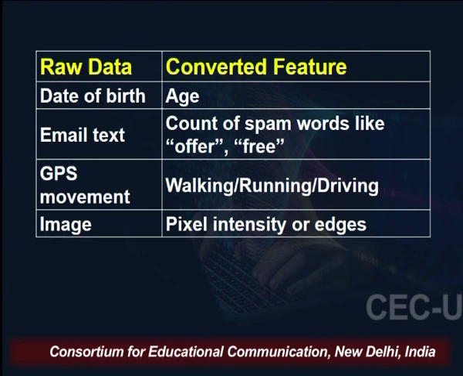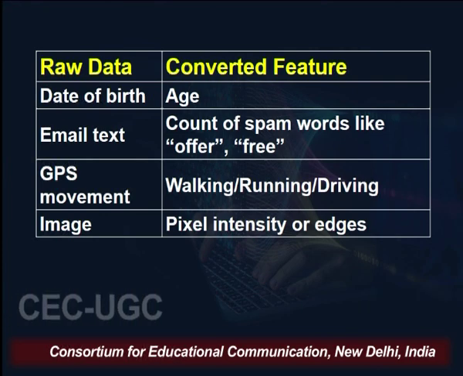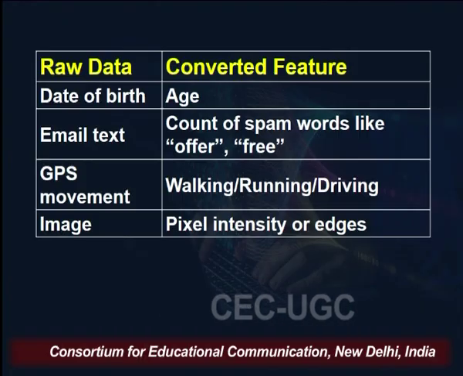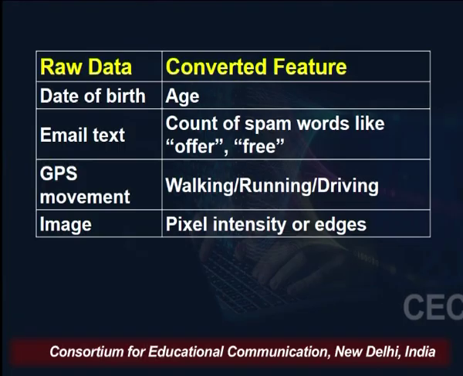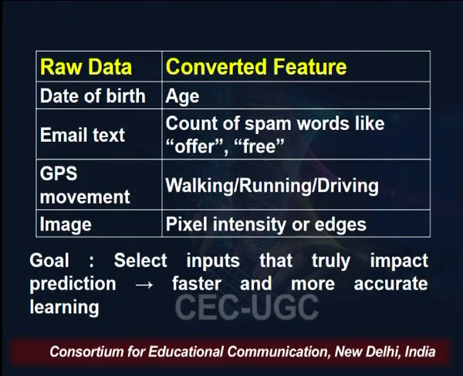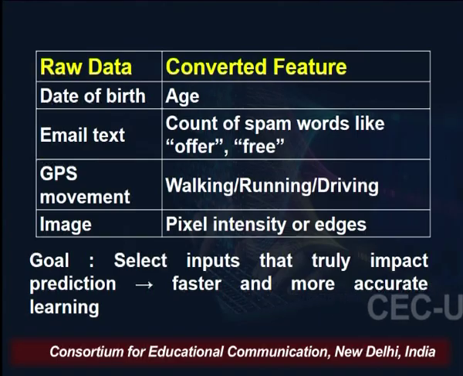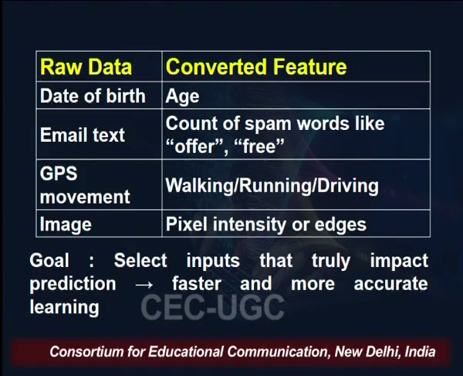There can be many examples. The raw data can be a date of birth, for example, and you may need to convert it into an age, because that is more calculable, right. It can be email text as raw data, where you would like to count the spam words. GPS movement data you would like to convert into classes like walking, running or driving. It can be image data, where the pixel intensity would be more useful. So, there are a number of ways where the raw data needs to be converted into processed data, which is more useful. The important features need to be picked up, so that I can ensure that the model I am going to develop would be useful, right.